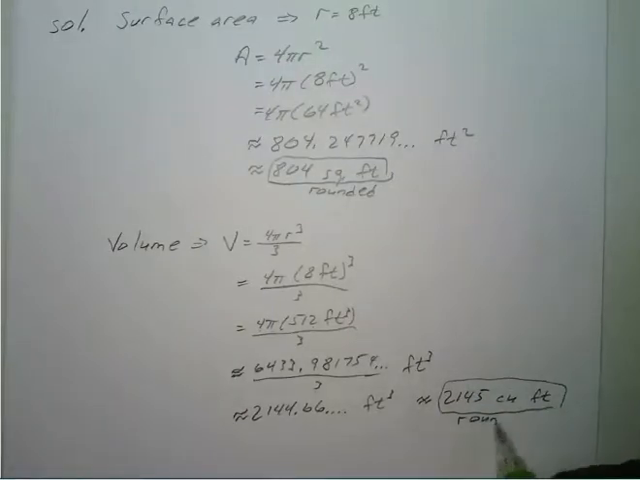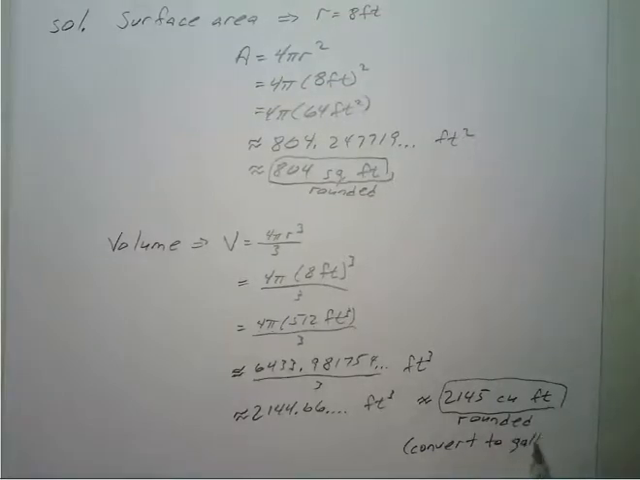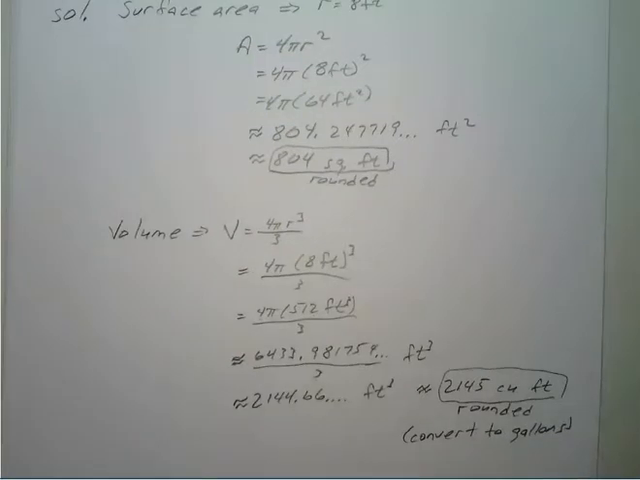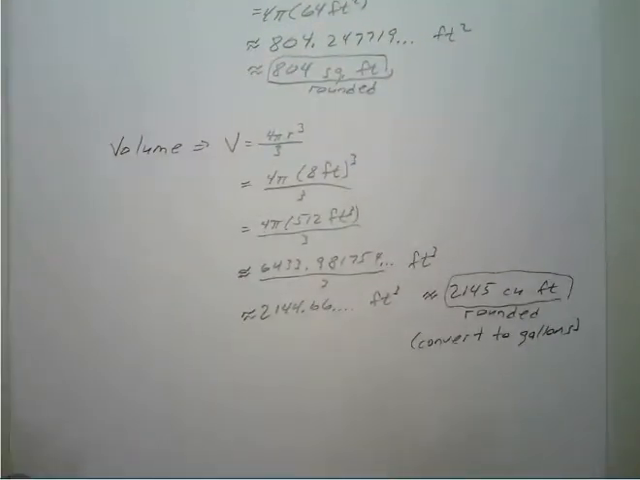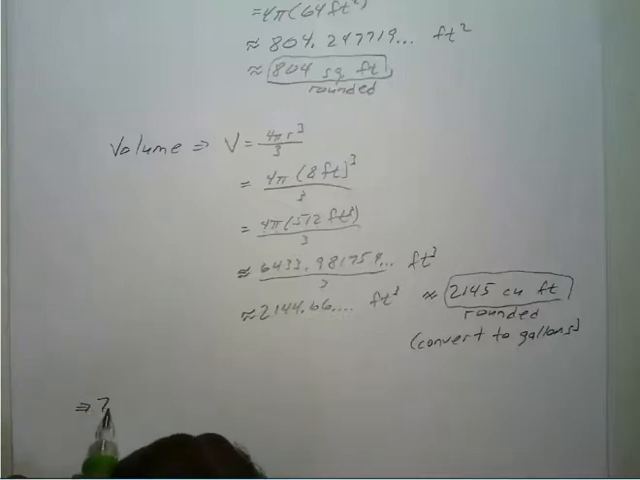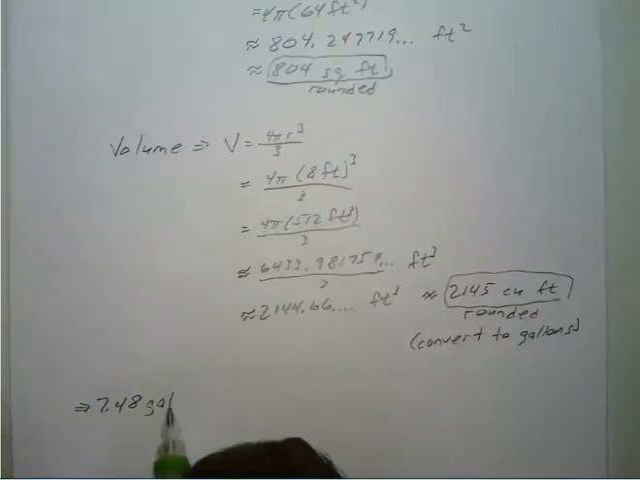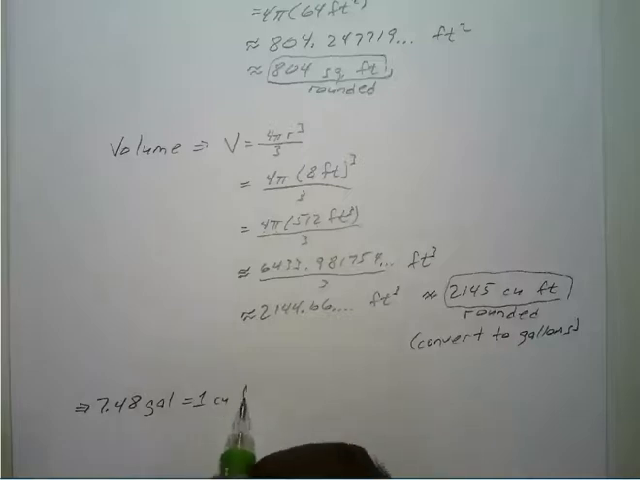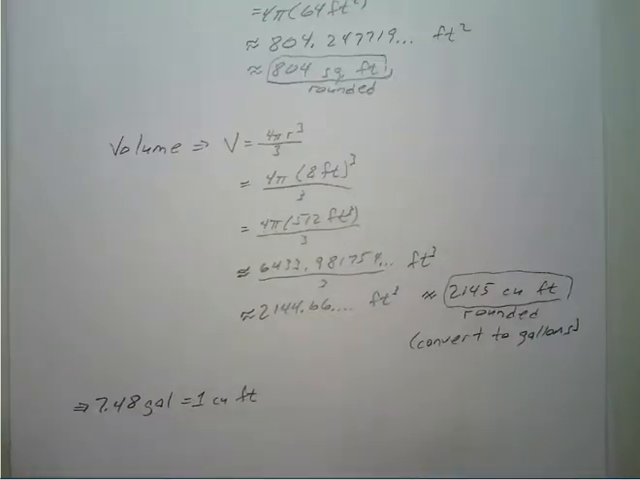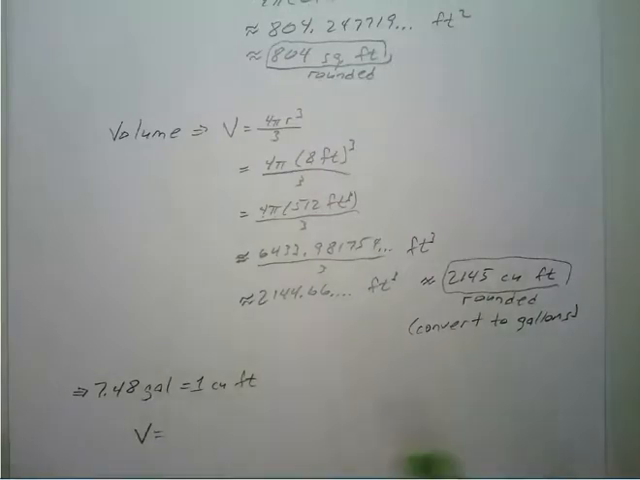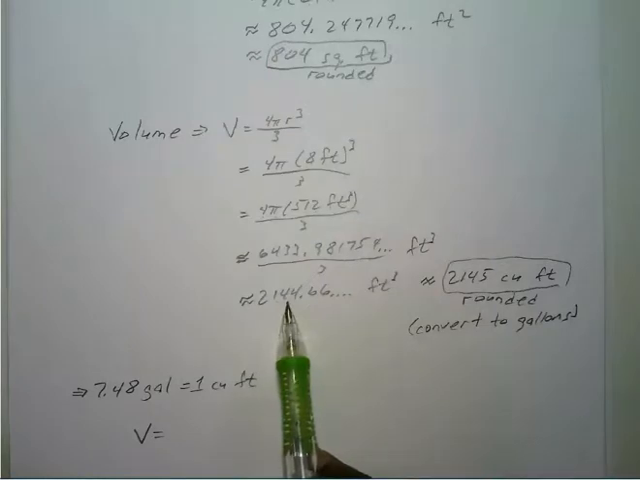And remember, this is our rounded value. Okay, so now we have to get this, and we convert to gallons. All right, so if you remember, 7.48 gallons is equal to 1 cubic foot. Okay, so if we know that our volume is equal to, we won't go with the rounded value, we'll stick with this one to give us a more precise answer.